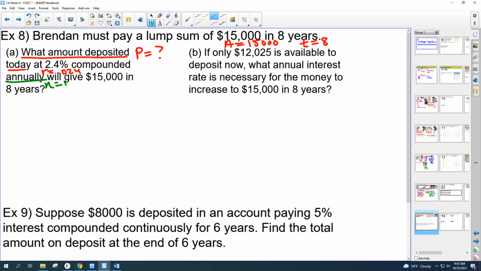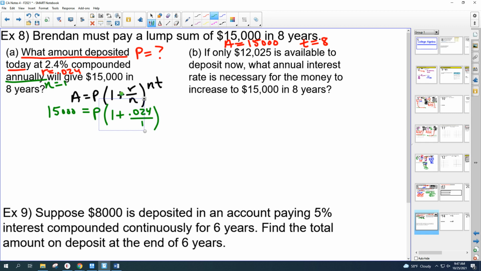I know it's this equation, A equals P times 1 plus R over N to the NT. You don't have to have that memorized, but I've seen it enough where I have it memorized. But I know it's that one, not the other one. Be careful. You've got to put the numbers in the right place. This time they're giving me the A number. They're giving me the final amount, and they're asking for the starting amount. Got 1 plus 0.024 over 1 to the 1 times 8 years.